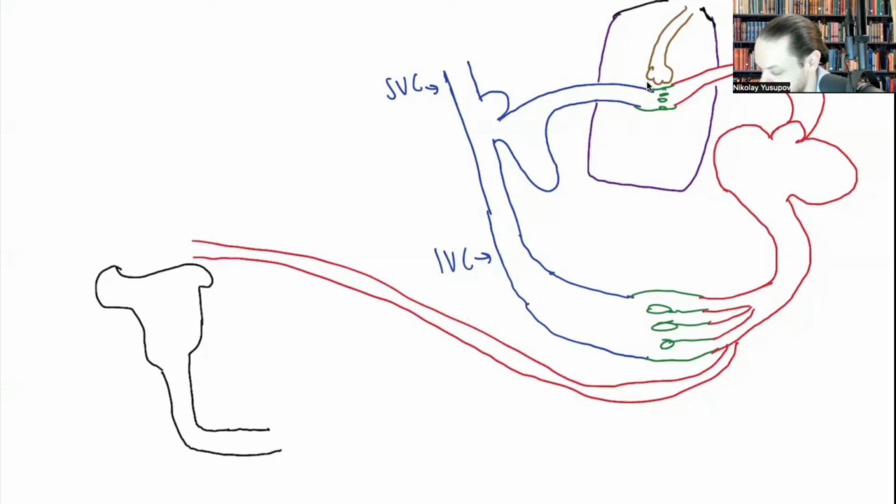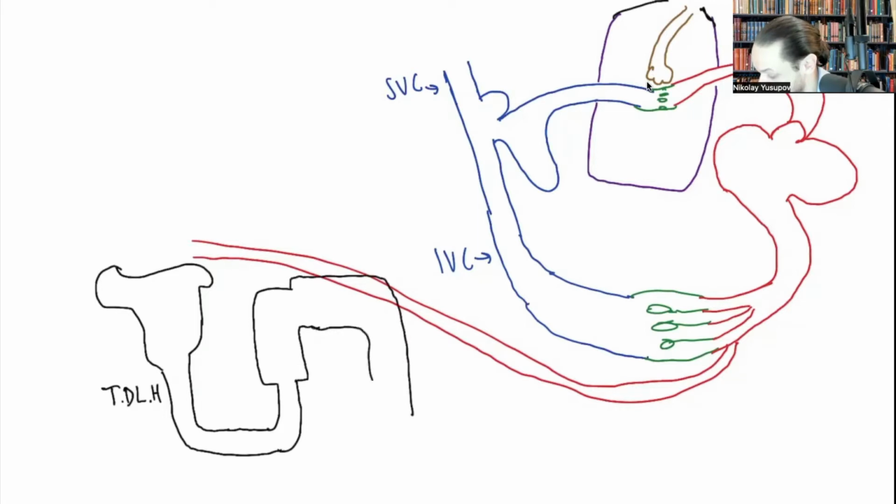This is going to be the Bowman's capsule. This is going to be your thin descending loop of Henle, and this is going to be your thin ascending loop of Henle. We're going to do the thick ascending loop of Henle. Then we're going to do the distal convoluted tubule and collecting duct. Then eventually urine is going to come out of here. This is the collecting duct.